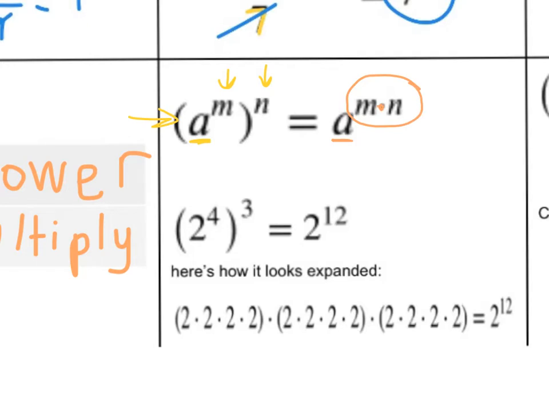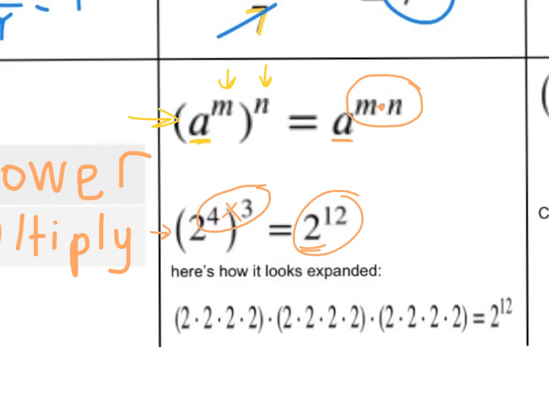Okay, so here's an example. 2 to the 4th raised to the 3rd power. So the property says we keep the base, keep the 2, and we multiply the exponents. So we get 2 to the 12th, because 4 times 3 is 12.